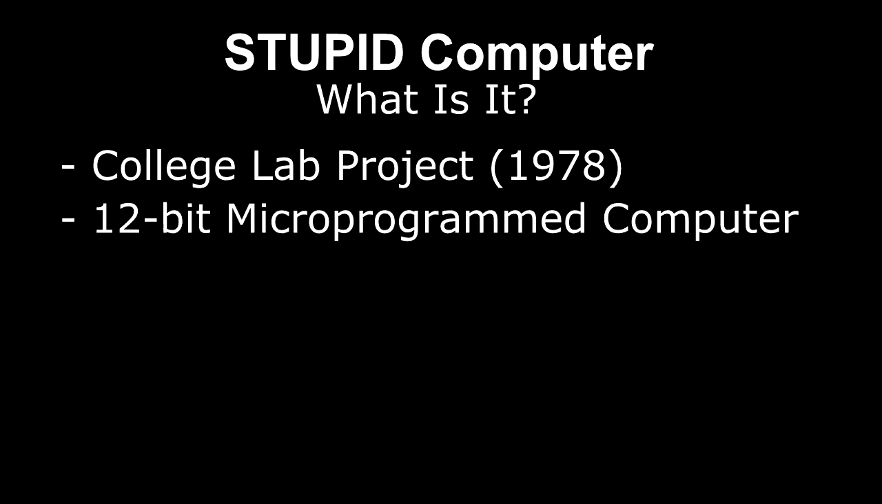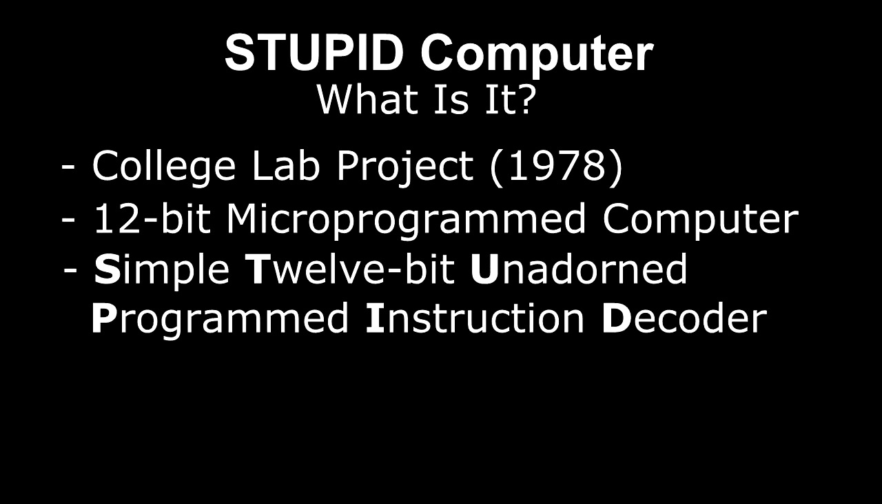It's a 12-bit microprogrammed computer with a single accumulator. We'll see that shortly. And STUPID actually is an acronym. It stands for Simple 12-Bit Unadorned Programmed Instruction Decoder. The U could stand for useless because, as we'll see, it doesn't have a whole lot of I/O. It's got terminal out, but no terminal in. Although, if you refer to the write-up, and I'll link to that later at the end, you'll see that I figured out a way that I could have added that.